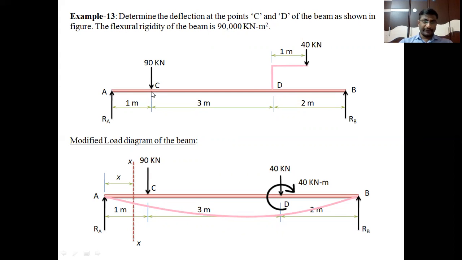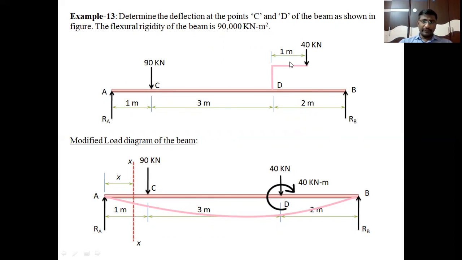What is the deflection at point C? It is under the 90 kilonewtons, and at point D of the beam as shown in the figure. The flexural rigidity of the beam is 90,000 kilonewton meter square. So in total, we have to find the deflection at point C and D. This is the given diagram, and you should modify this diagram. This is the modified diagram.